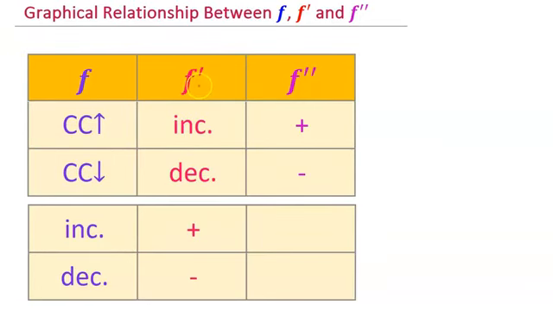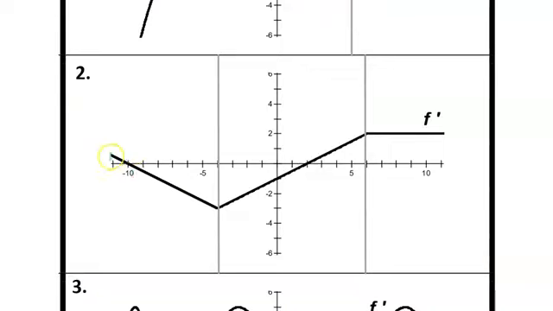Looking at the chart, let's begin by dividing f prime into intervals of increasing and decreasing. See how f prime is falling from left to right in this first interval. So f prime is decreasing from here to here. Then it is increasing from here to here. In the last interval, it is neither increasing nor decreasing.